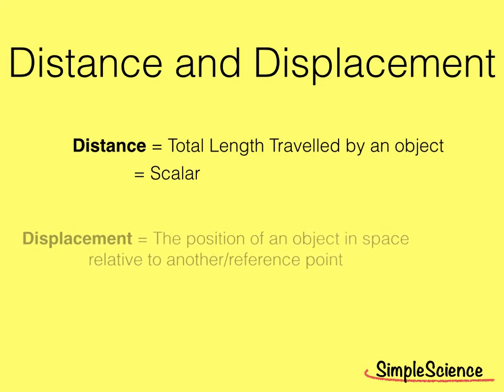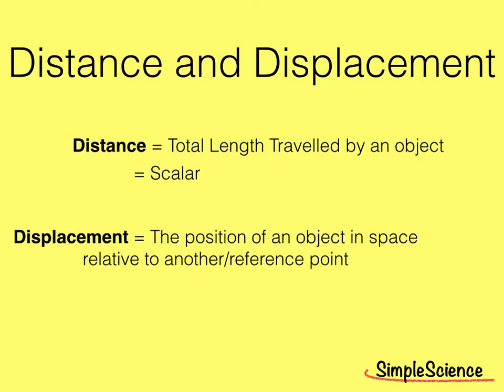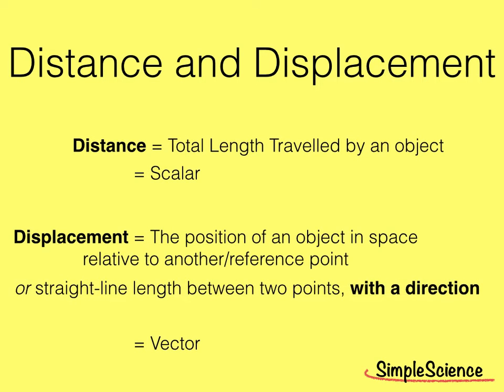However, my displacement would be my position relative to A or B. In other words, it is the position of an object in space relative to another or a reference point. And this is a vector quantity. But the position of an object in space relative to another reference point is quite a mouthful. So I want you to remember a more simple definition. It is the straight line length between 2 points but with a direction. And the following example will hopefully explain to you the difference between distance and displacement.